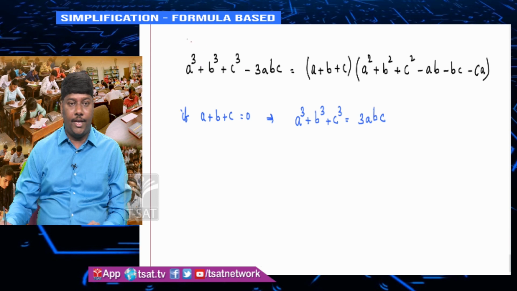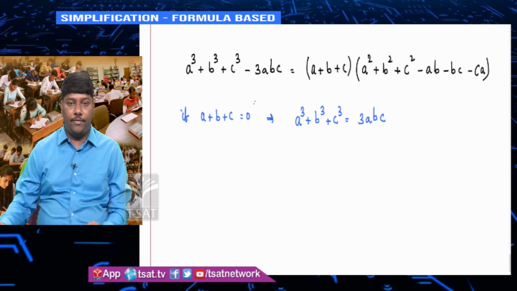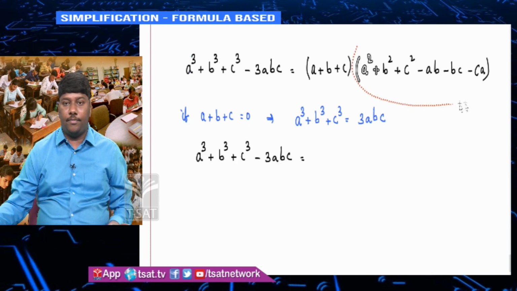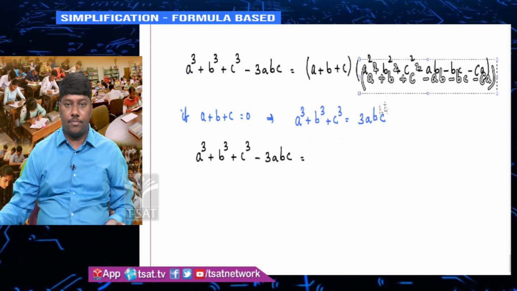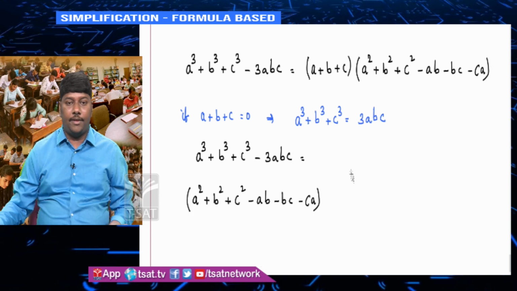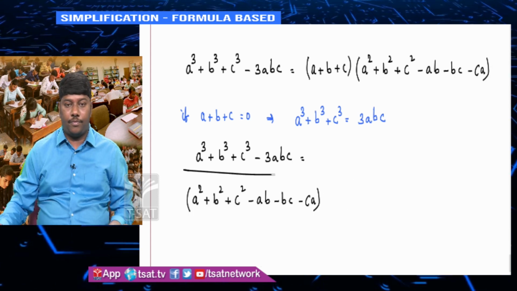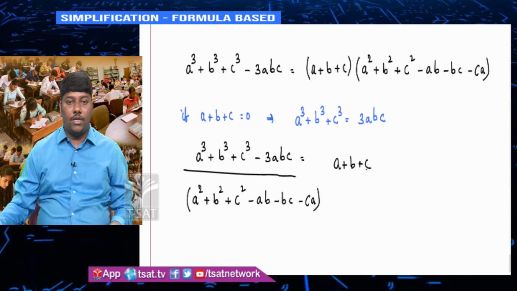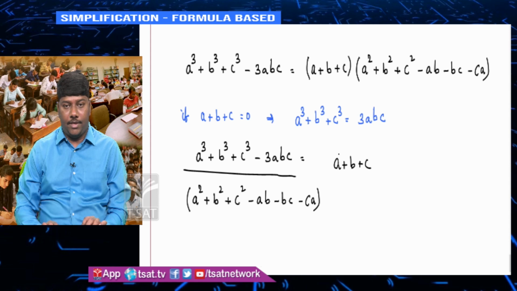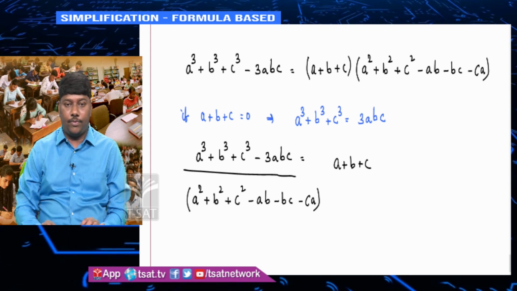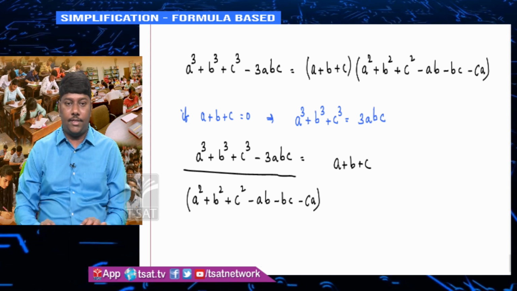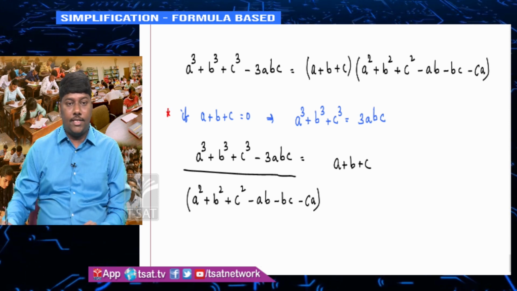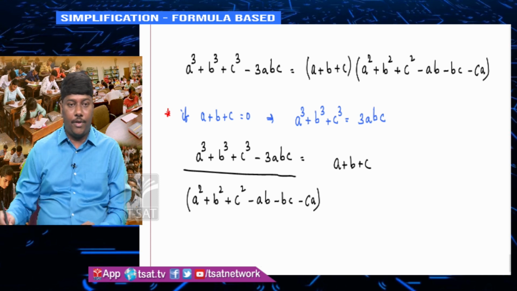Now, if you divide this by A plus B plus C, see what happens. If I divide it by A plus B plus C, you are going to get A square plus B square plus C square minus AB minus BC minus CA. But in most cases, they may give you this formula in such a way that A plus B plus C is equal to 0, or else like this.